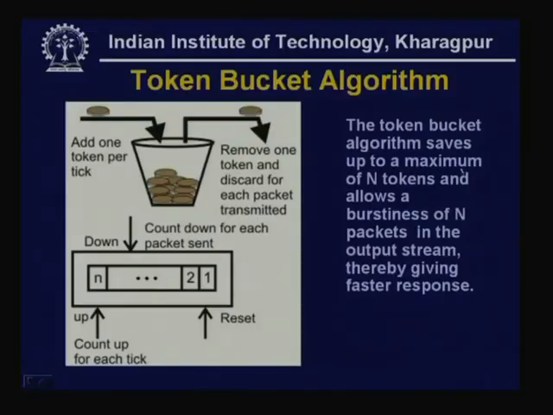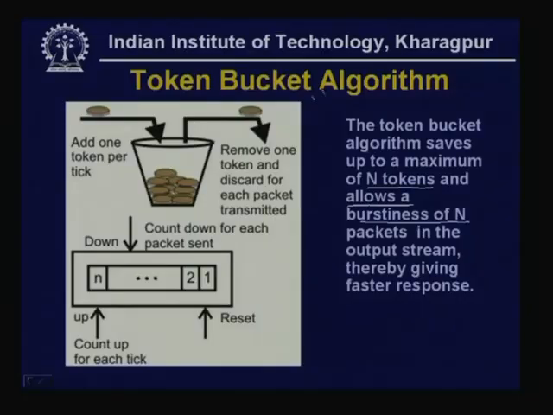So we have seen that the token bucket algorithm saves up to a maximum of n tokens and allows bursts of n packets in the output stream, thereby giving a faster response. We have already seen that the time taken for introducing the packets in the network is smaller than in the leaky bucket algorithm. So it increases the throughput compared to the leaky bucket algorithm. So it provides better throughput.